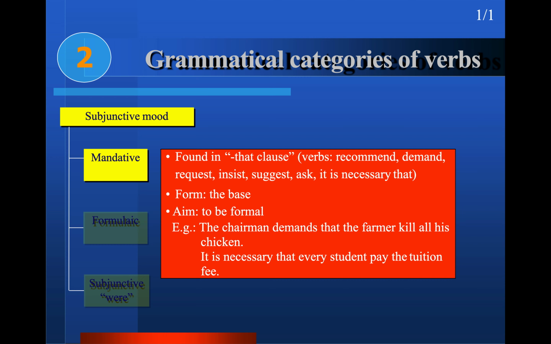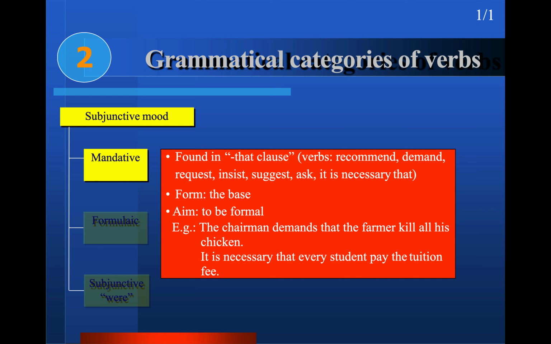Why? Because usually every indicative sentence or every statement begins with the subject and ends with a full stop. So this is called indicative. So usually mandative mood is found in that clause. That clause is pivotal in the case of the mandative one. And we should have verbs like command, recommend, demand, request, insist, suggest, ask. It is necessary that, it's essential that, it's vital that.